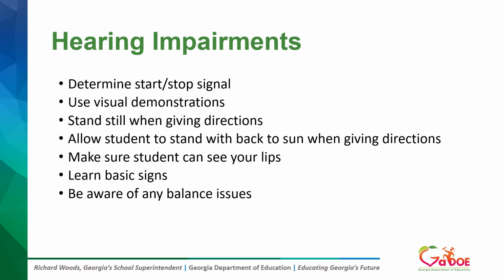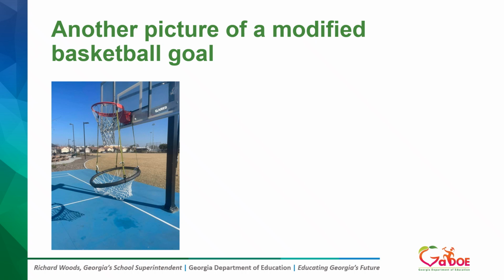Individuals with hearing impairments, make sure you determine a start and stop signal with those students. Use visual demonstrations. Stand still when giving directions. Allow the student to stand with back to the sun when giving directions so they can see your face better. Make sure the student can see your lips. Learn some basic sign language, and be aware of any balance issues. This is another picture that I have stumbled upon of another way to adapt a basketball goal.